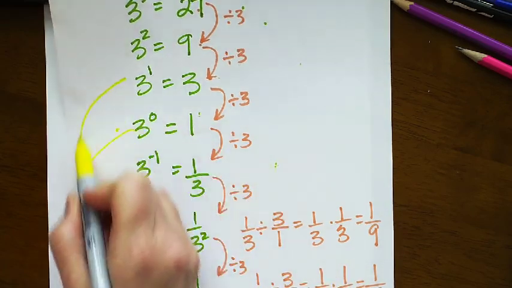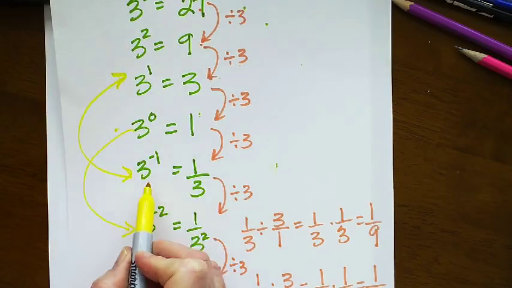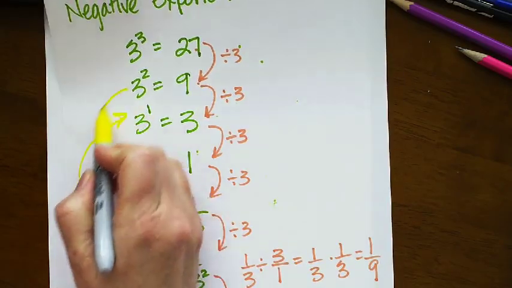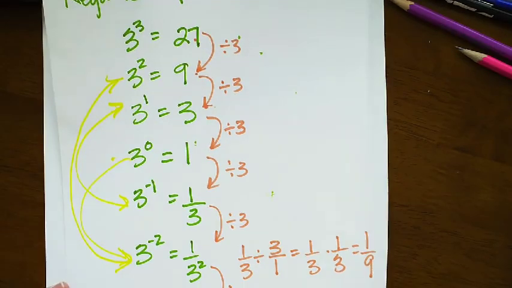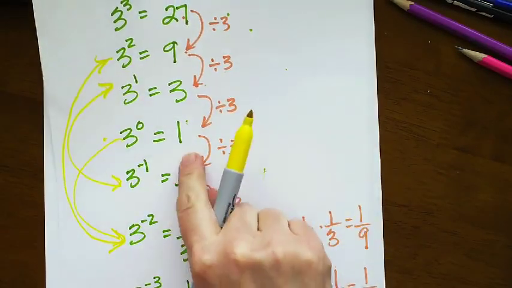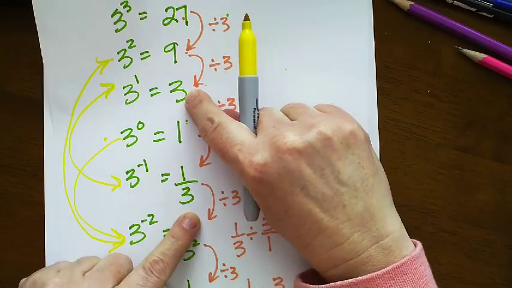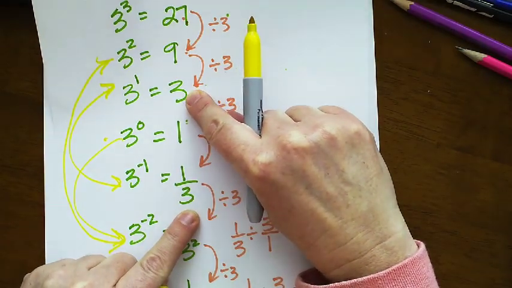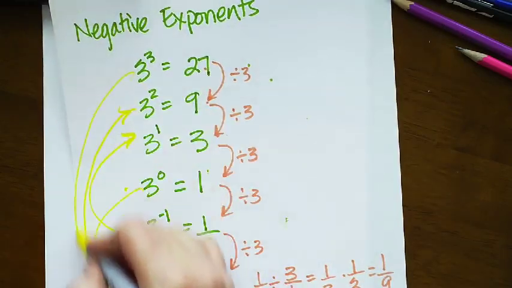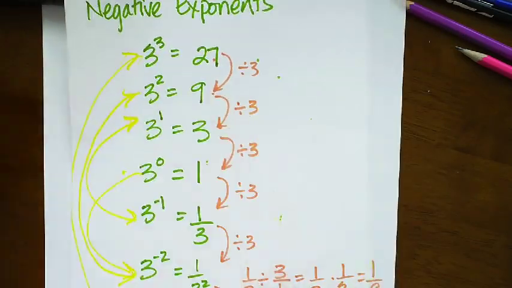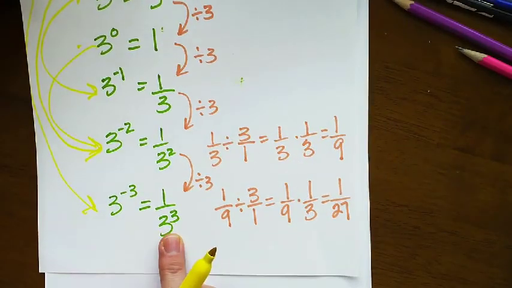Whoopsie, and I did that wrong. 3 to the first and 3 to the negative 1. 3 squared and 3 to the negative 2. Isn't this in the denominator? Isn't this in your denominator? Isn't 27, 3 to the third, in your denominator?